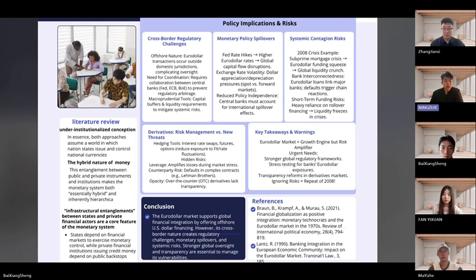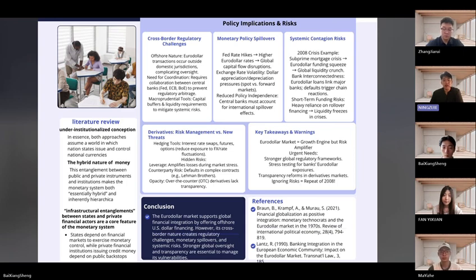infrastructural entanglements between states and private financial actors are a core feature of the monetary system. Because the operation of the monetary system relies not only on national sovereignty and institutional support, but also heavily on private financial institutions as providers and executors of the infrastructure.